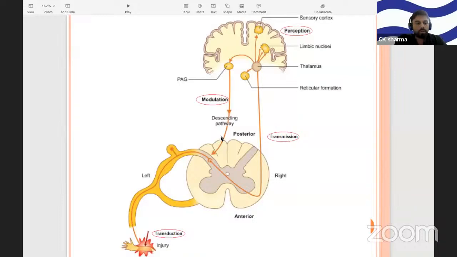So it's very important. And finally, perception. Perception means the subjective sensation of pain from activation of the somatosensory and limbic cortexes in the brain. So whatever we feel is part of the perception. So basically, transduction, then transmission, and then perception. And modulation is the pathway that controls the pain, that basically reduces the pain.